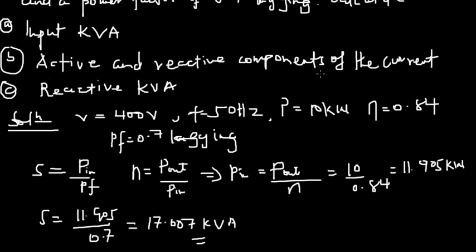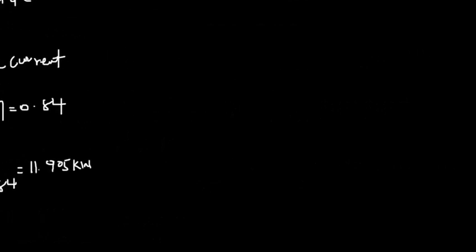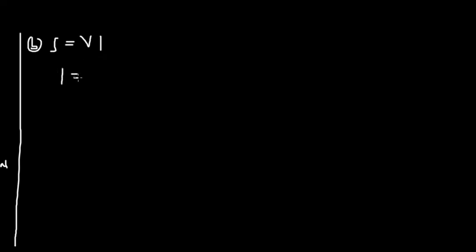Let's look at the active and reactive components of the current. Let's proceed. We have to find the active and reactive components. For part B, we know that S is the same as VI. Now let's find our current. Current is S on V. We've already calculated S, our apparent power.